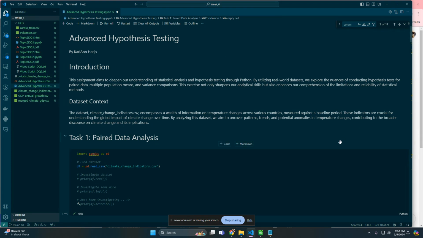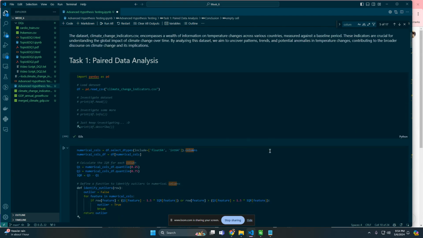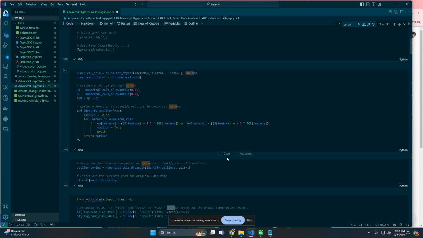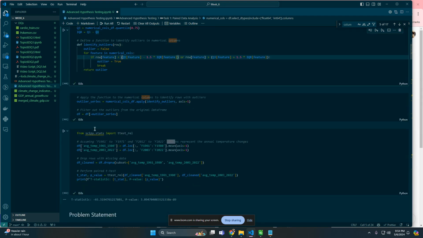For this first task, I conducted a paired analysis comparing the average temperatures between 1961 and 1980 and 2003 and 2022. So these two 20-year periods, one from the beginning of the data set and one from the end. As you can see here, I actually completely forgot to get rid of the outliers until I was on test 3. So I came back up here and created this function so that I could run all the rest of the data through it. That's why it ends up looking like this.